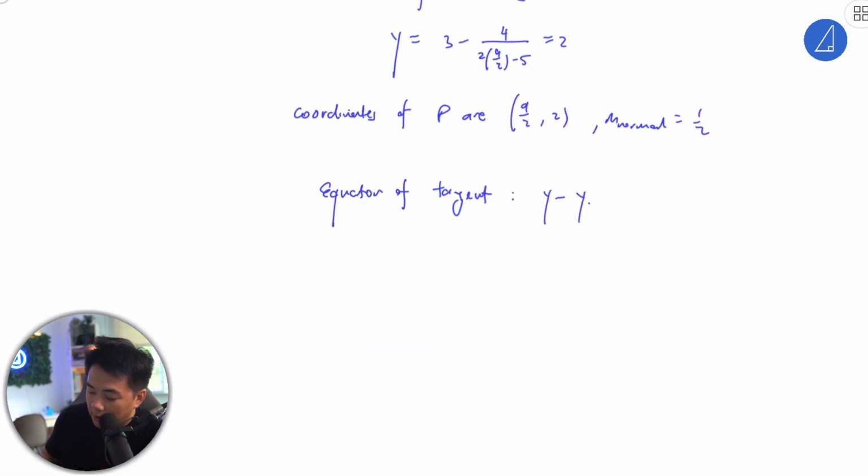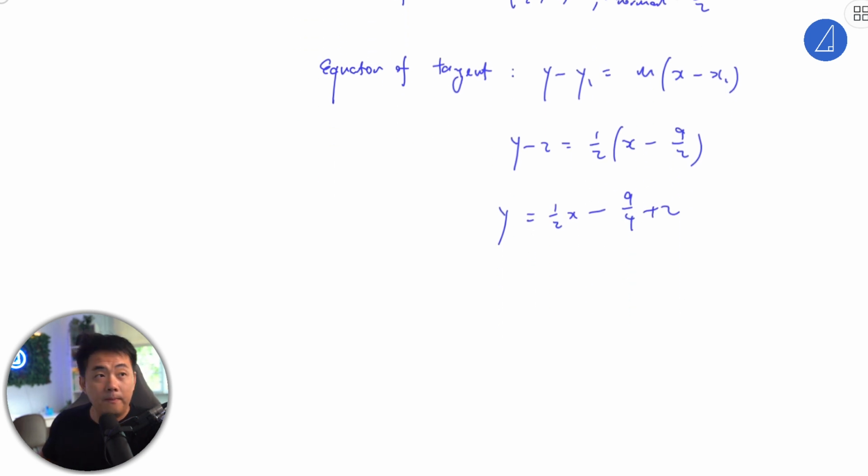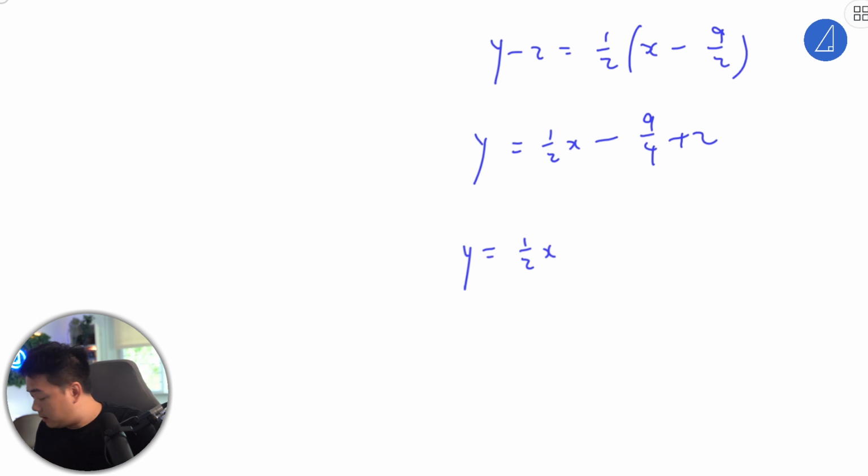You use y minus y1 equals m times x minus x1. You can use y equals mx plus c, but I'll prefer this. So y minus 2 equals a half, then x minus 9 over 2. Then we just expand everything: half x, minus 9 over 4, plus 2, we'll get minus 1/4, right? So this will be y equals a half x minus 1/4.